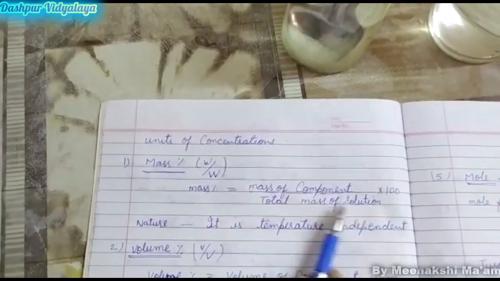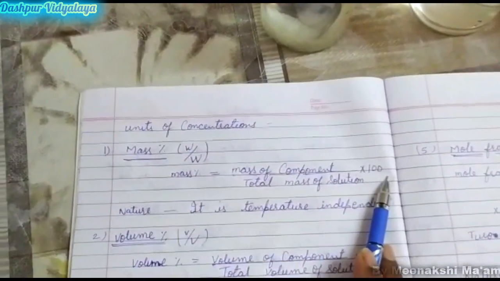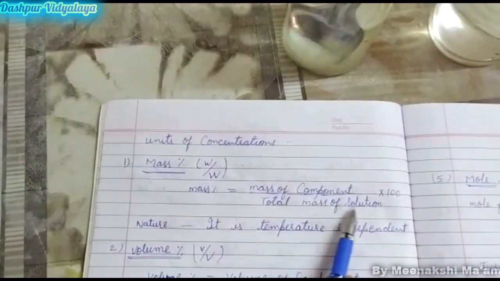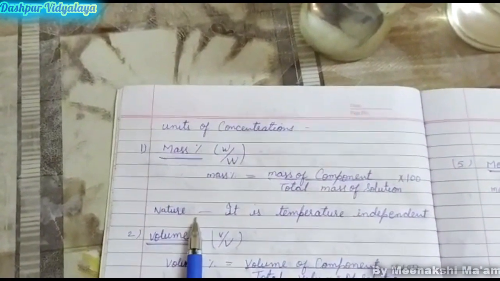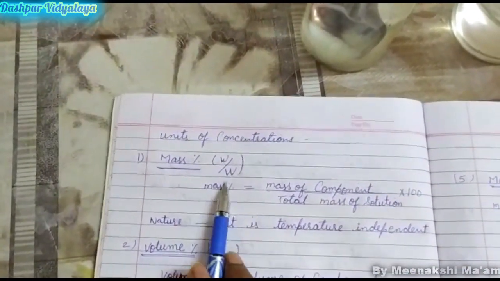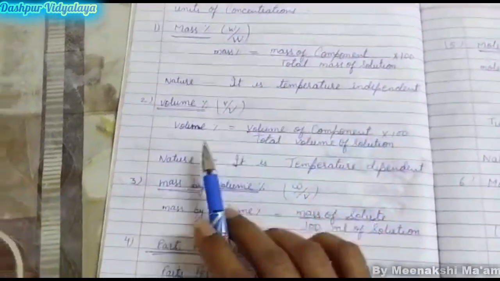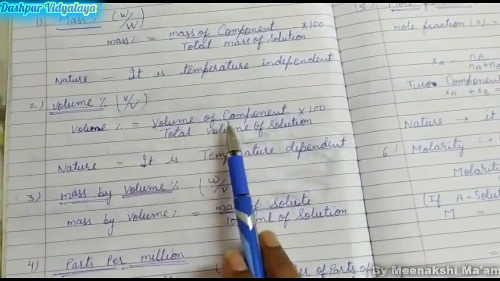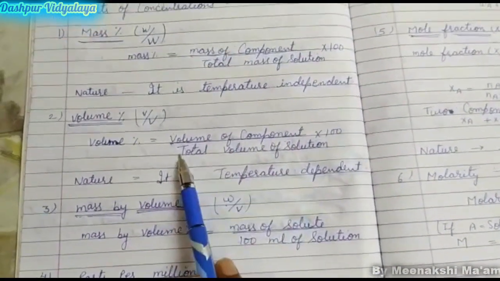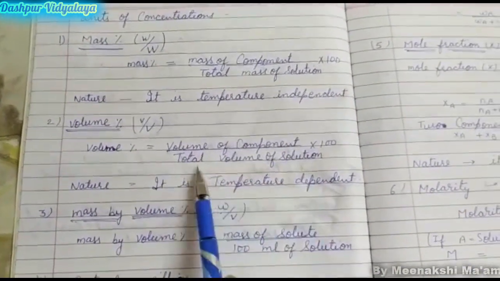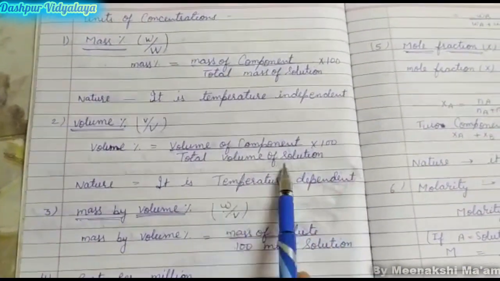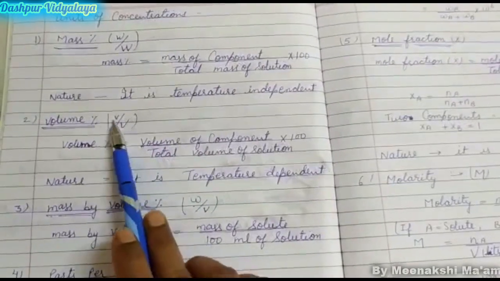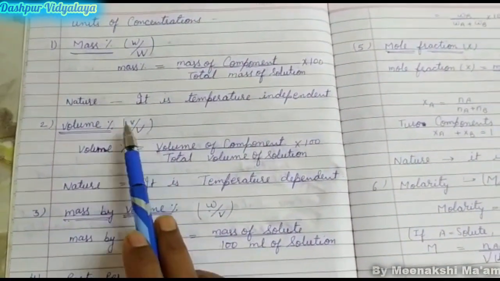Small w is the mass of component, a particular component, or you can say solute, and the capital W, which is in the denominator, represents the total mass of solution. And as we are finding out the percentage, we have to multiply it by 100. Now, in both the denominator and numerator we have mass, and as we know, mass does not depend upon the temperature. So what is the nature of this unit of concentration? It is temperature independent, meaning this unit of concentration does not depend upon the temperature change.